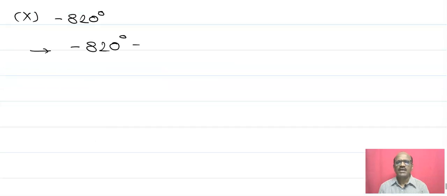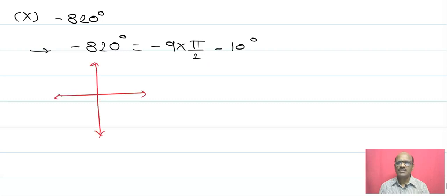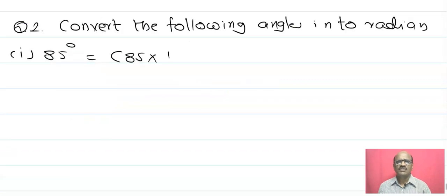Next, minus 820. Again it is written in this manner. That is minus 9 into pi by 2 minus 10. Now see this figure. Minus 9 times pi by 2. Now see this, 4. One complete round means what? 4 pi by 2. Now we have to complete the 2 rounds. Then again it comes in the third quadrant.